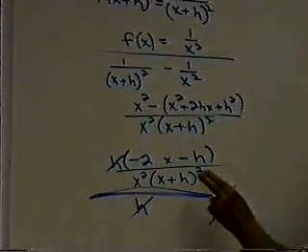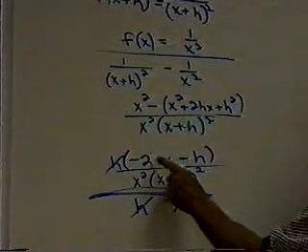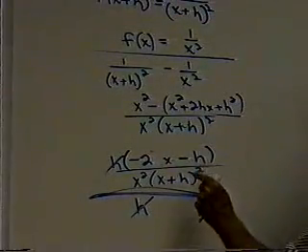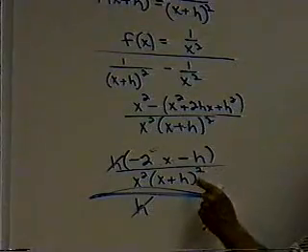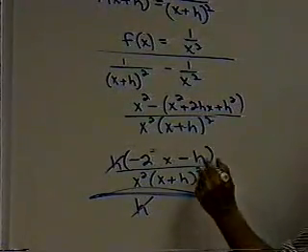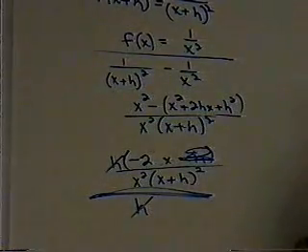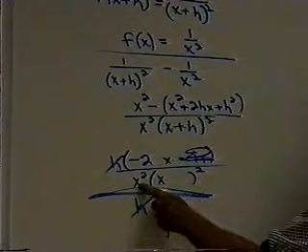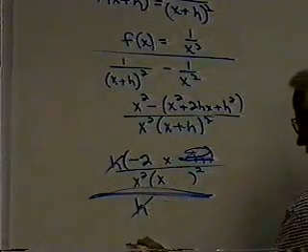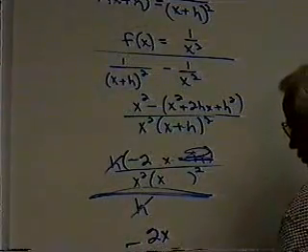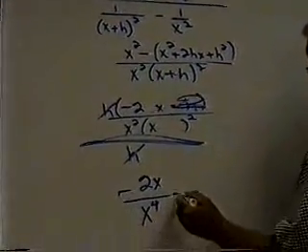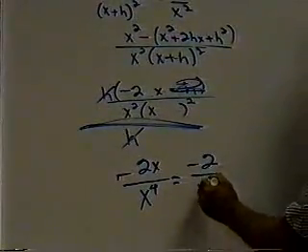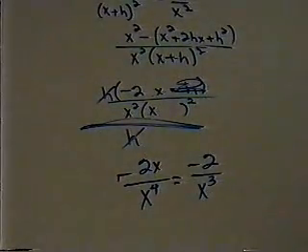So now look what happens. Here's our simplification of the difference quotient. We now take the limit of this as h approaches 0. Well, when h approaches 0, that drops out. And look what happens here. We get an x squared and an x to the fourth. So we have 2x over x to the fourth, which simplifies to minus 2 over x cubed.